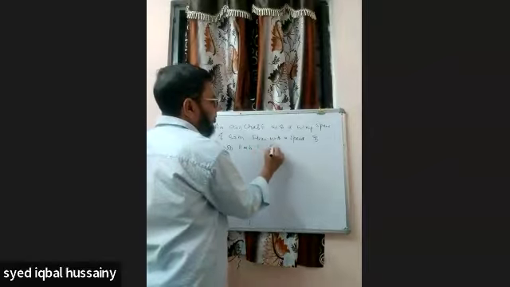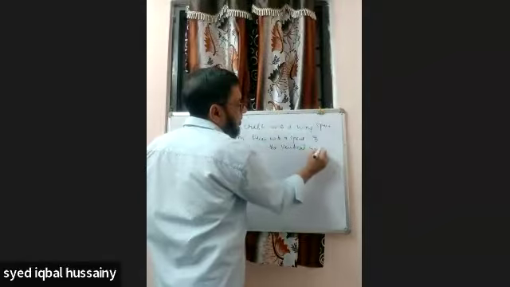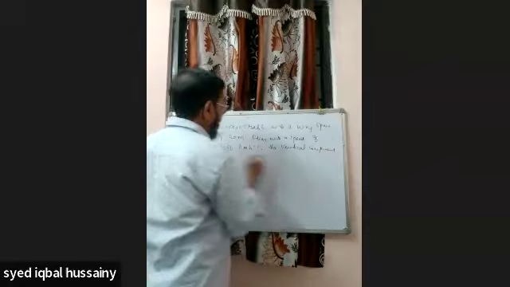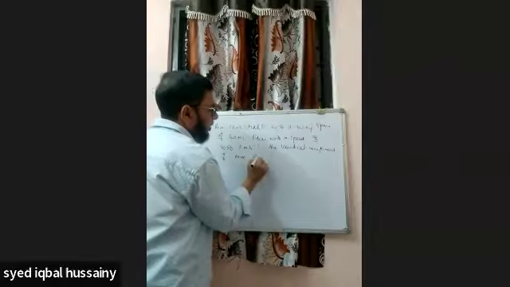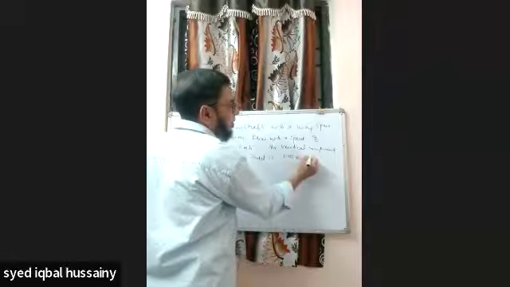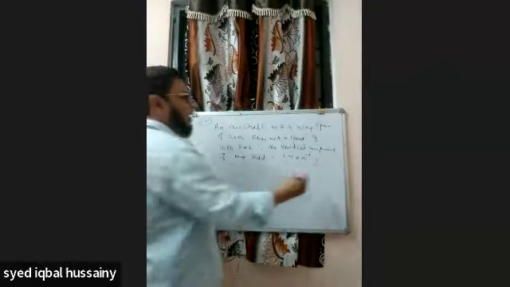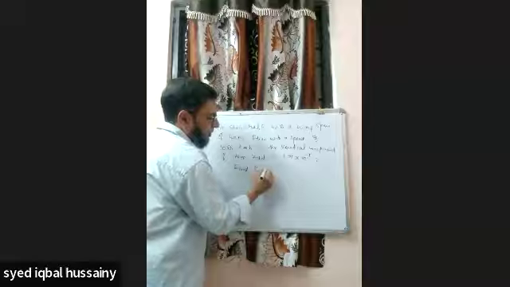The vertical component of magnetic field is given 1.75 into 10 to the power minus 5 Tesla. Find the EMF.